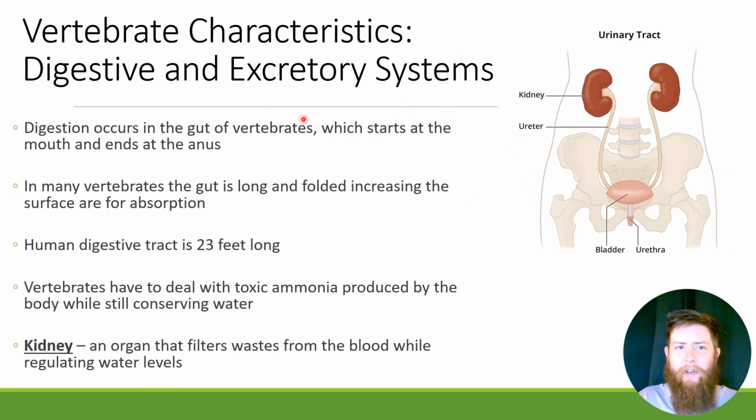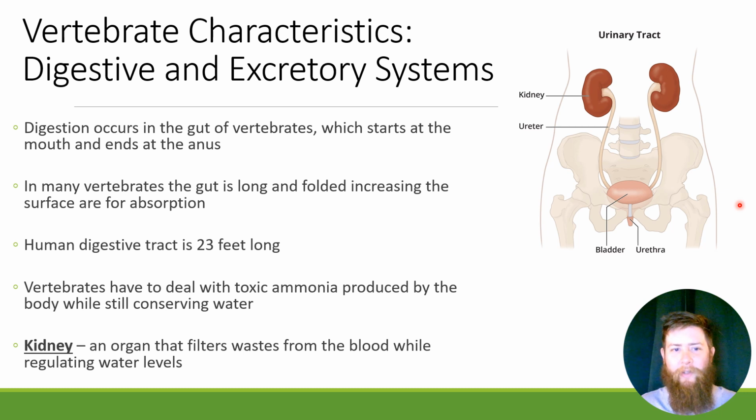Some other vertebrate characteristics here: we have digestive and excretory systems. Digestion occurs in the gut of the organism, starts at the mouth, and ends at the anus. It takes all of the nutrients out and gets rid of all the waste. In many vertebrates, the gut is long and folded to increase the surface area. So the longer the gut is, the more time food spends in there, and the more ability you have to absorb all the nutrients and water back out of it. The human digestive tract itself is 23 feet long, so that's kind of cool.